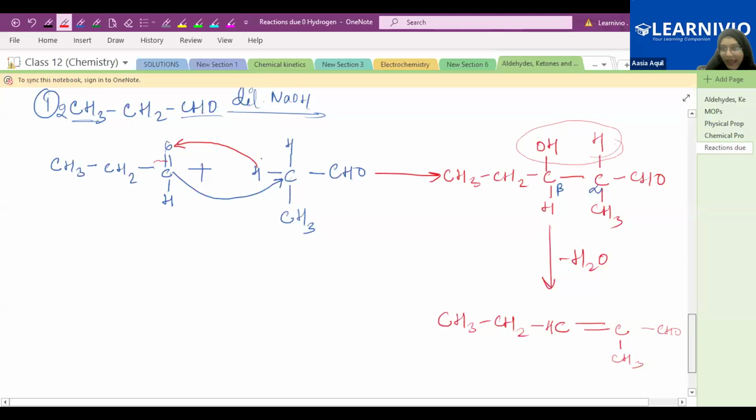And one alpha hydrogen will get attached over here to the oxygen, and just break this pi bond. So you will get this one. You will get the aldol. Once you get the aldol, now it's very easy. You know very well from the beta position, you are supposed to remove OH and hydrogen from the alpha position. So dehydration will occur and you will get the alpha beta unsaturated carbonyl compound. And this is your final product. This is your final answer.